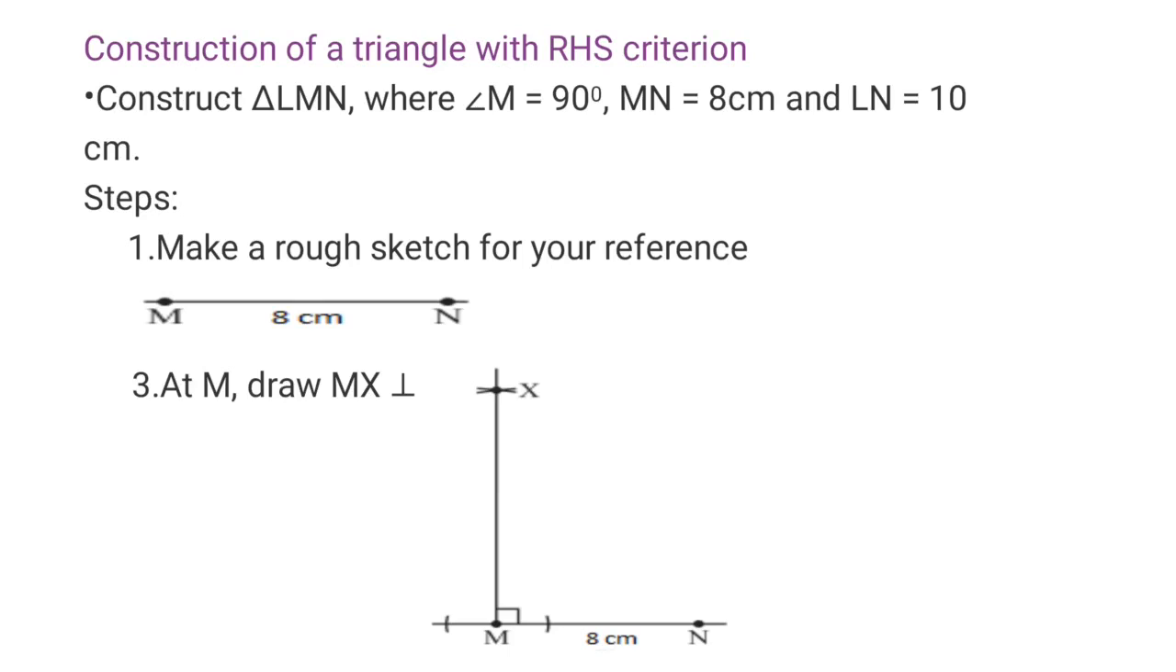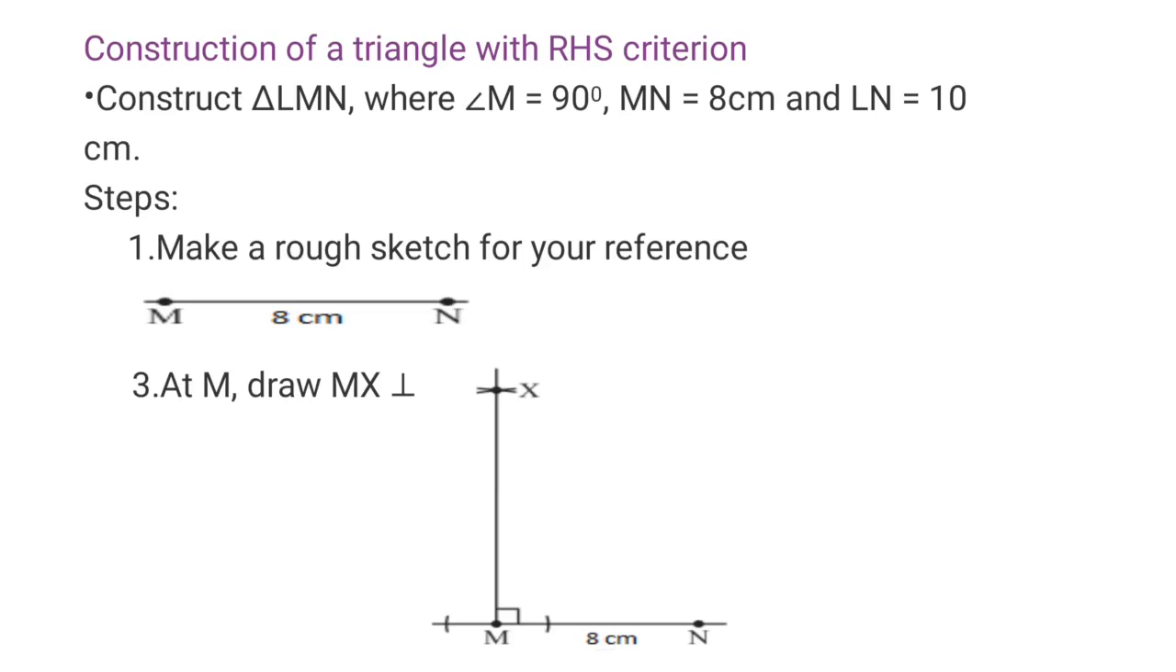Further, let us also learn how to construct triangle with the RHS criterion with the help of an example of triangle LMN where angle M is 90 degree, MN is 8 cm and LN is 10 cm. Here we will draw a rough sketch of the required triangle and then act accordingly. Here we will follow the following steps of construction in order to get the required triangle.